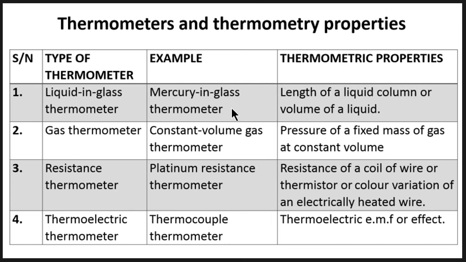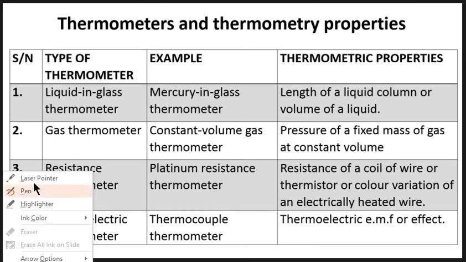Now the thermometric property of this kind of thermometer is the length of the liquid column. The liquid here could be mercury, it could be alcohol, it could be whatever. As far as it is liquid, it is the length of the liquid column that serves as the thermometric property for this kind of thermometer, or the volume of the liquid. The volume of the liquid also serves as the thermometric property in this case.